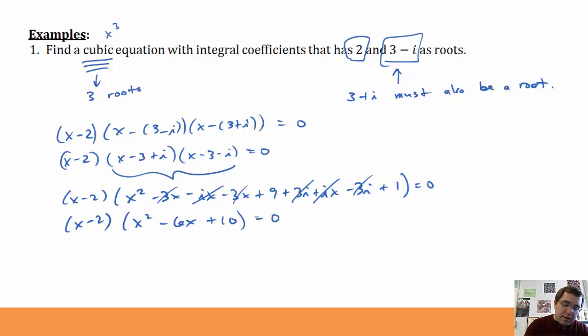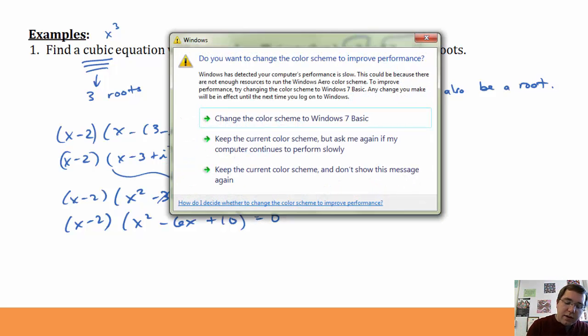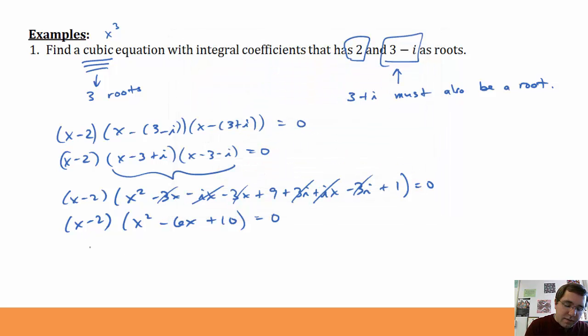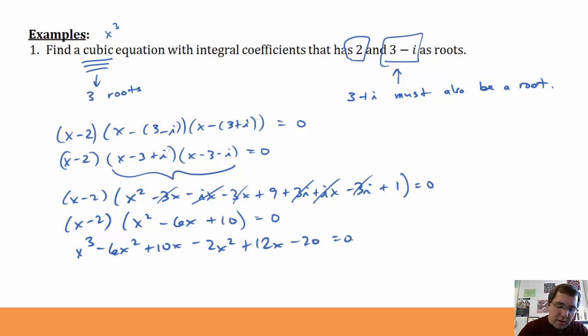Alright, now let's multiply in the x minus 2. So I'll multiply it by x. I'll have x cubed minus 6x squared plus 10x. And then I'll multiply everything by -2. -2x squared plus 12x minus 20 equals 0. I'll simplify by combining like terms and writing everything in decreasing powers of x, so starting with x cubed. The -6x squared minus 2x squared is -8x squared. 10x plus 12x is plus 22x minus 20.